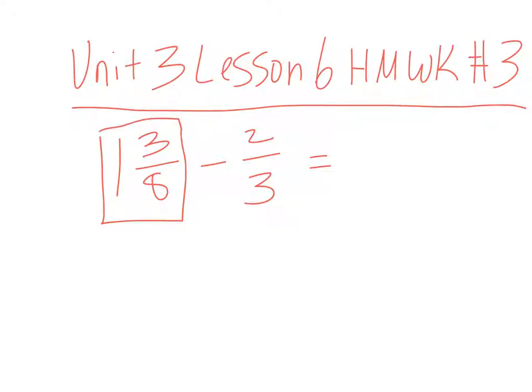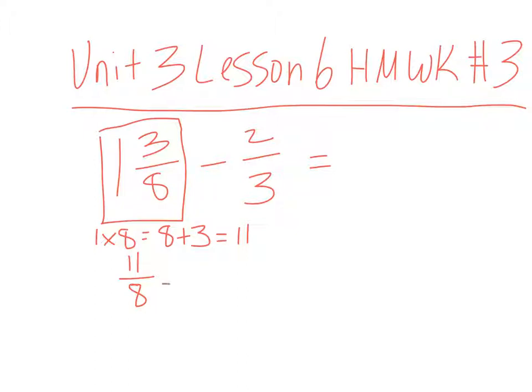And here's how you do that. I hope you're paying attention. You multiply 1 times 8 to get 8. You add the number on top to get 11, and the denominator stays the same. So that mixed number is now an improper fraction, and it's 11/8.